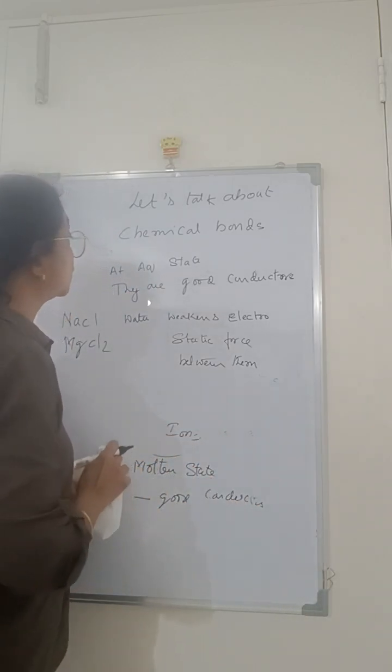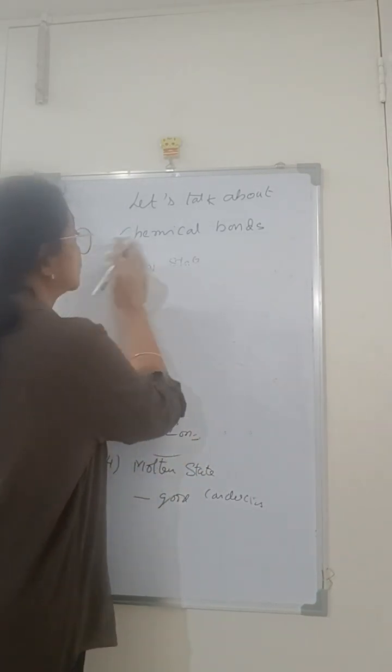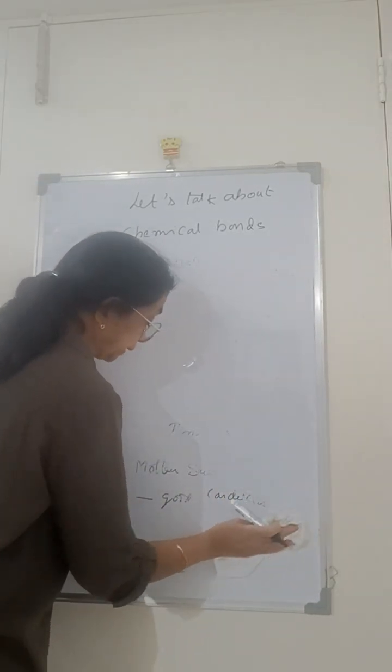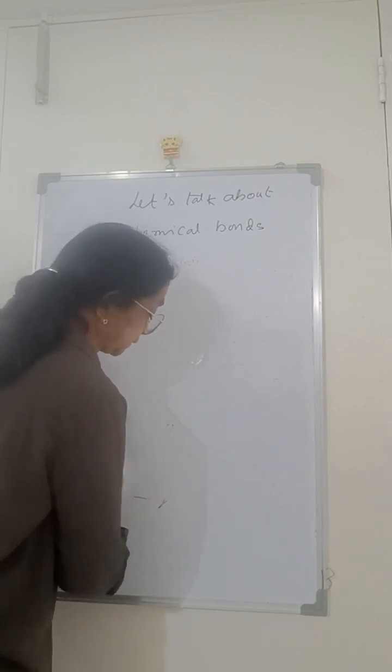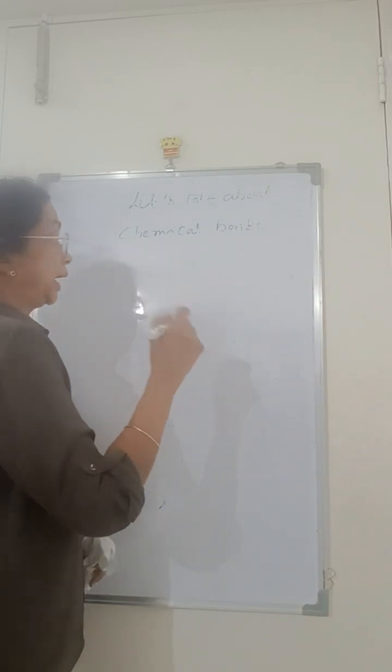And the next, what did we learn? They are bad conductors at solid state and good conductors at molten and aqueous state. Okay, this is all about ionic bonds.